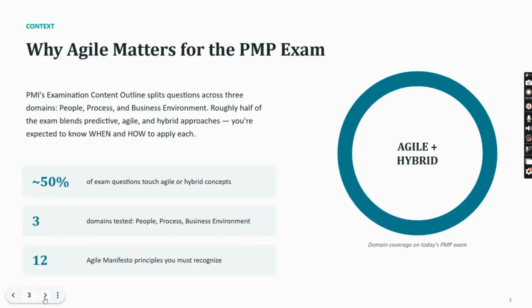Agile method for the PMP examination. The PMI examination content outline splits questions across three domains, which are people, process, and business environment. Roughly half of the exam blends predictive, agile, and hybrid approaches. You are expected to know when and how to apply each. 50% of the exam questions touch agile or hybrid concepts, and three domains will be tested, which are people, process, and business environment. And the 12 agile manifesto principles you must recognize.